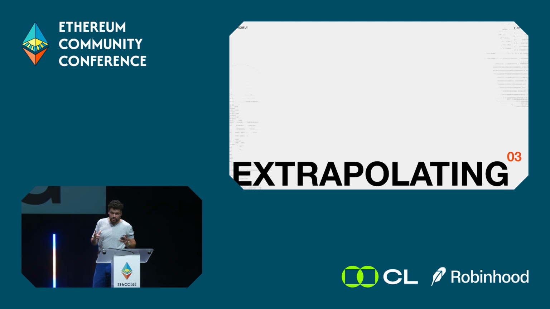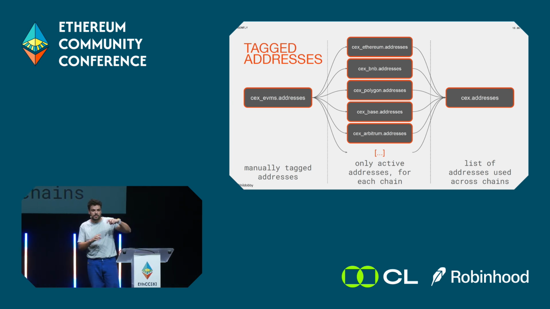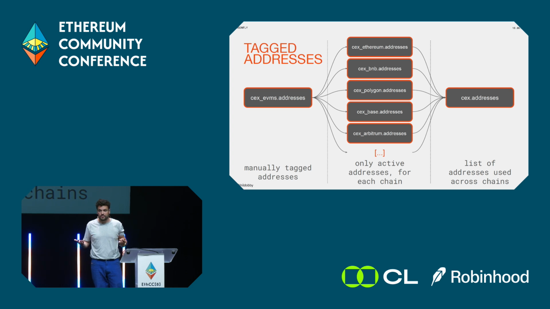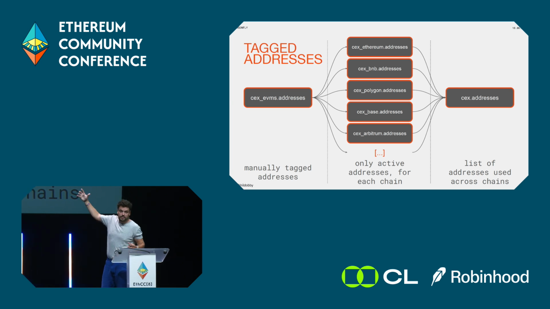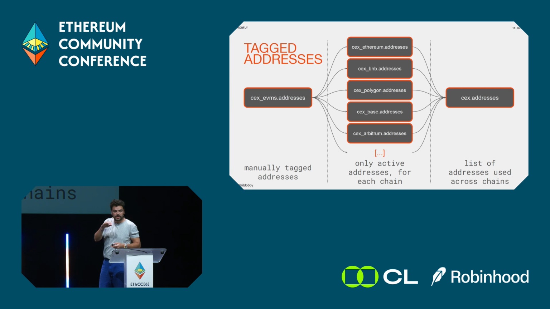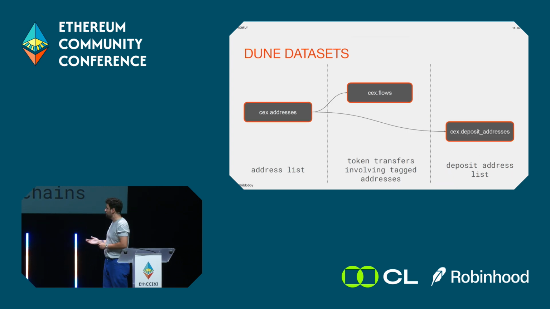Once we have central exchange addresses, we can extrapolate more datasets from it. So you've got the manually tagged addresses, and then this is applied for all EVM chains. For every blockchain, I have a dataset where it checks when those addresses first receive any transfer and tags them accordingly, and eventually consolidates into a dataset that has all these addresses at a blockchain level. So you're going to see some addresses pop up on multiple chains because they are used across different chains.